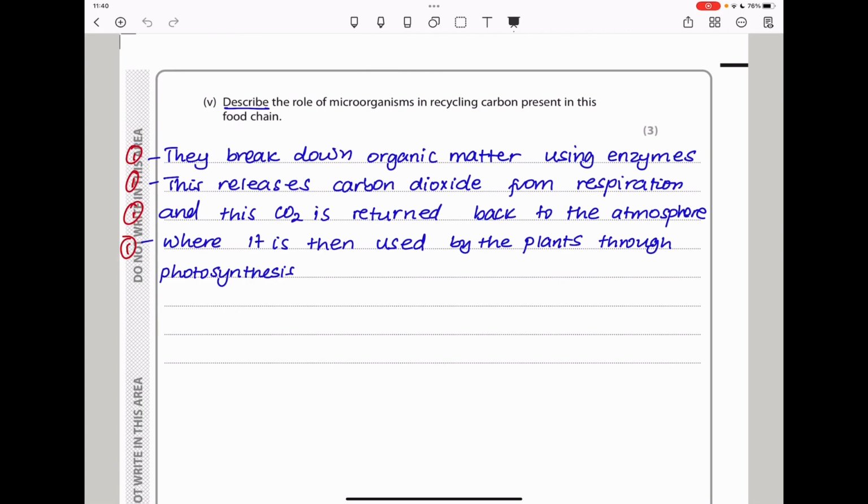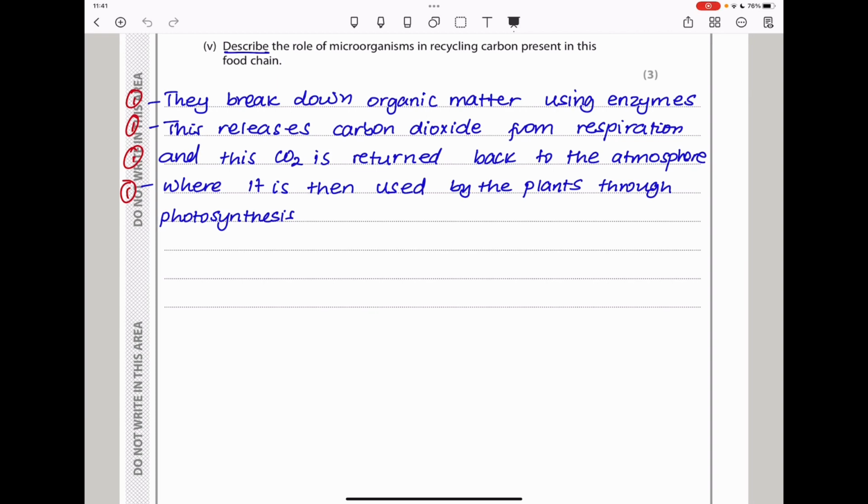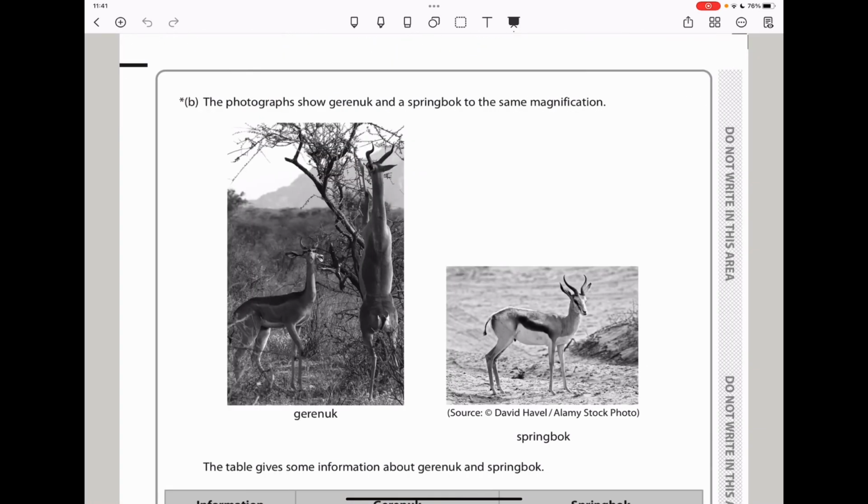So let's continue. Here they say, describe the role of microorganisms in recycling carbon present in this food chain. Microorganisms carry out breakdown or digestion of organic matter. So they break down organic matter using enzymes, or we would say hydrolytic enzymes. And these processes release carbon dioxide from respiration. The released carbon dioxide is going to be returned back to the atmosphere, where it's going to be taken up by the plants through the process of photosynthesis, in a fixation of CO2 in order to make new organic matter within the plants. So let us continue.